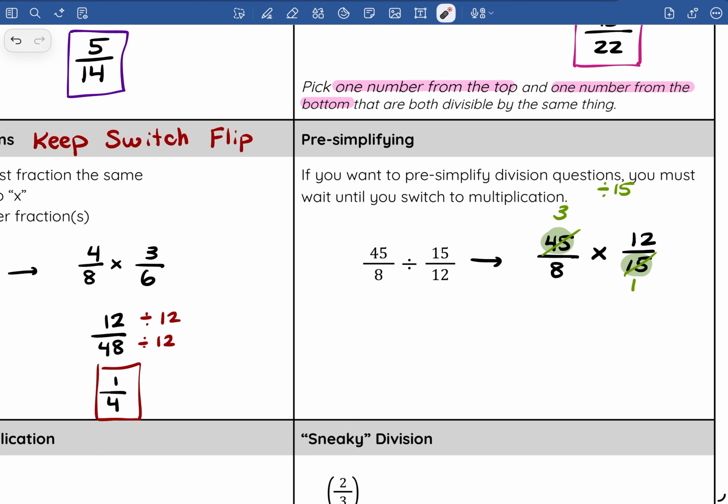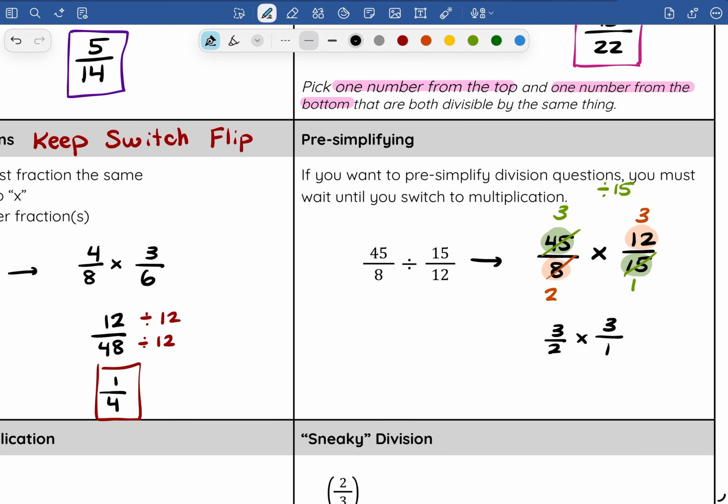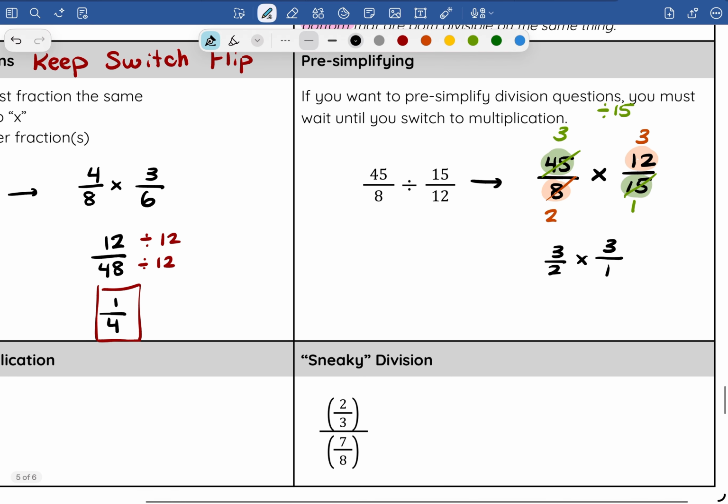Is there anything else we could pre-simplify? 8 and 12, exactly. What are they both divisible by? 4. I'll bring it back at the end, if that's okay. So we get a 2, and we get a 3. And now looking at these numbers that are left over in my green and orange here, there's nothing else we can really do. So we're looking at 3 over 2 times 3 over 1, which now we can just go straight across to get 9 over 2.